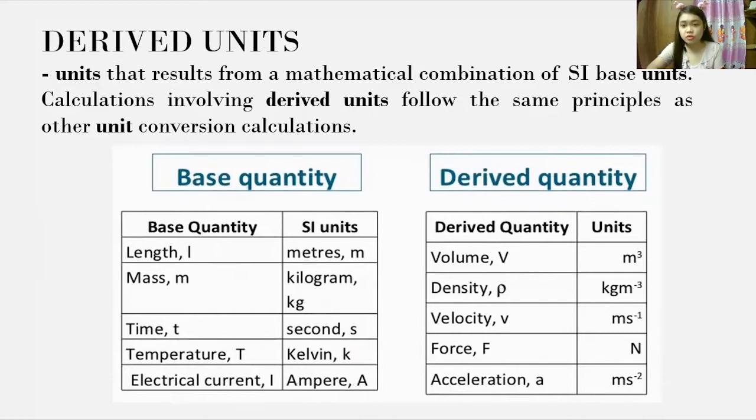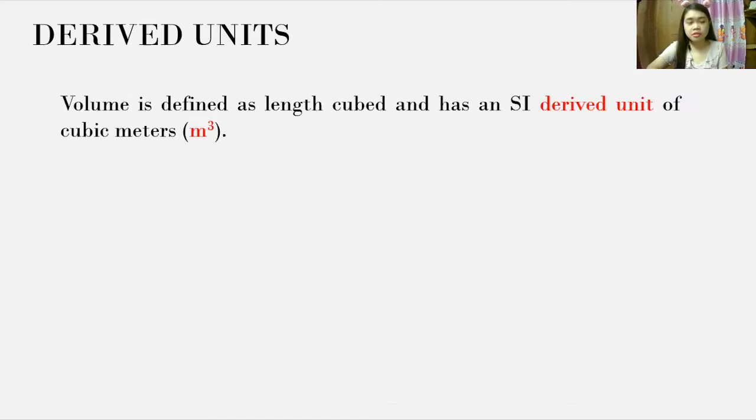For force, this is equal to Newton. There are many units that correspond to Newton, so later we'll be familiarized with that. And then acceleration, denoted as small a, is equal to meters per second squared. Here, volume is an example of a derived unit. It is defined as the length cube and has an SI derived unit of cubic meters, or meter cube.